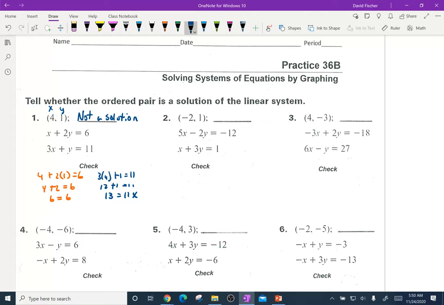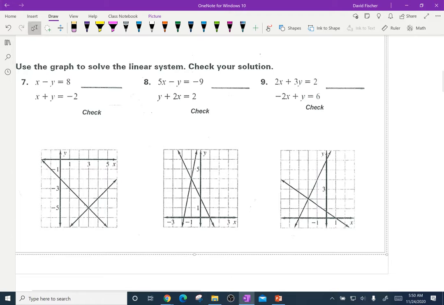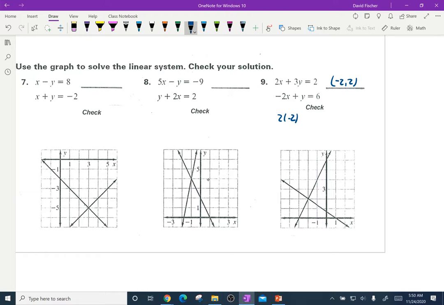Okay, now do me a favor if you would, and let's go down to do number 9. Now on this section here, they already graphed the equations for us, and so we want to just check that solution out there real quick. So we got -2, 2. So now we just need to check it. So it works in the first one.